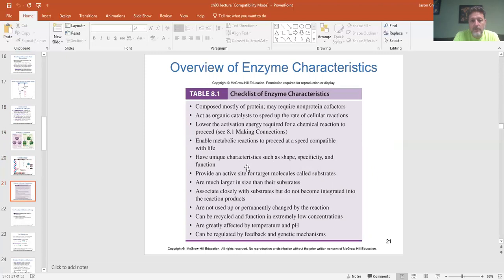This is a chart in your textbook. This one is very good for understanding enzymes. Again, they're mostly a protein. They're an organic catalyst. In other words, they speed up the rate of the cellular reactions, so the reactions become fast enough for life. And they do this by lowering the activation energy.